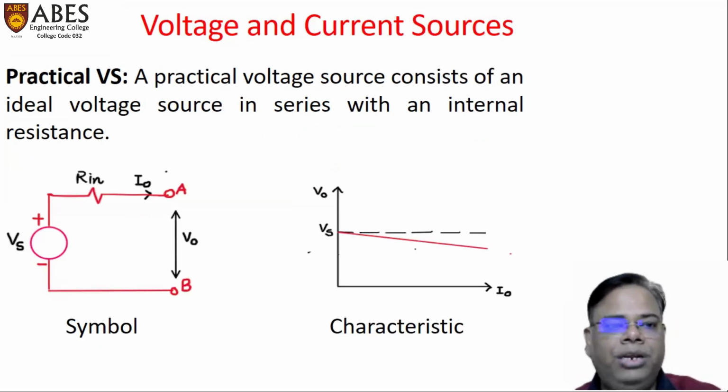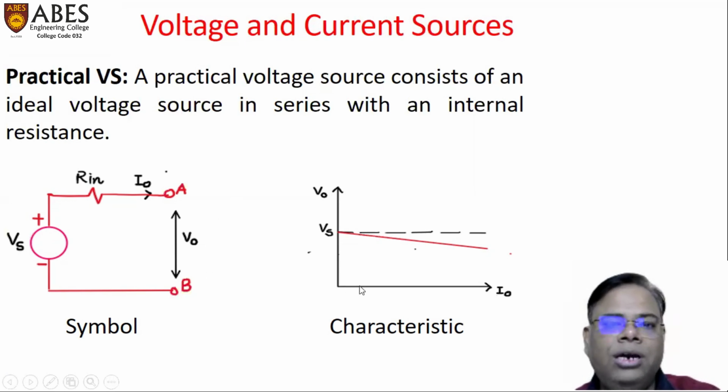If we talk about the practical voltage source, then the output voltage cannot remain constant at any value of output current. As you can see here, a practical voltage source consists of an ideal voltage source in series with an internal resistance. As you can see here in this symbol, this one is the practical voltage source. Vs is the voltage level of the voltage source. Rin is the internal resistance of the voltage source. I0 is the output current and V0 is the output voltage.